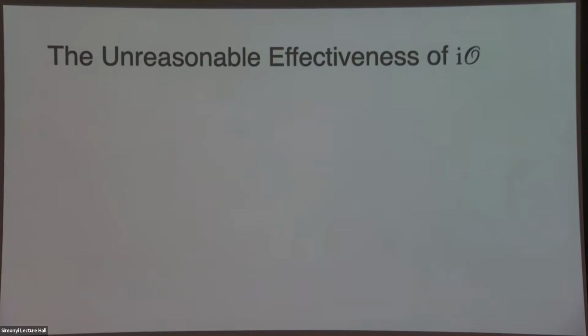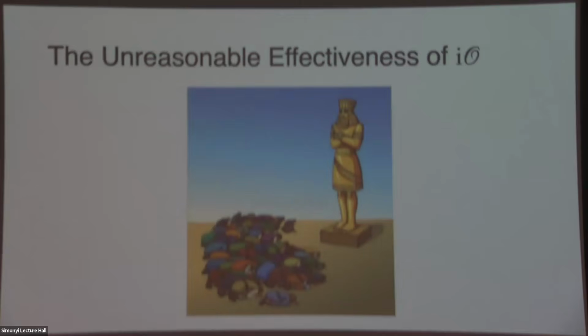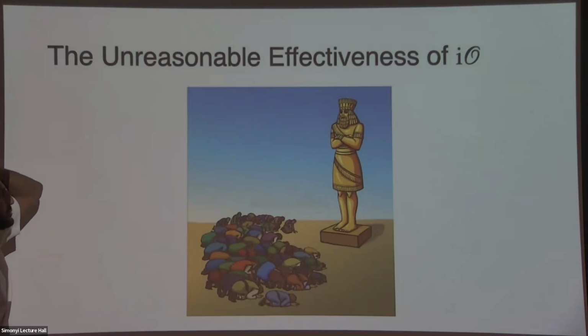Okay, and I want to start by motivating it with some phenomena, which I hinted at earlier, the unreasonable effectiveness of IO. Where's the picture of Wigna? Oh, right. Yeah, I should have a picture of him. Yeah, you're right. Good. I have a different picture instead.